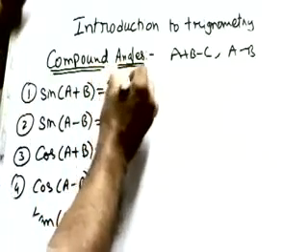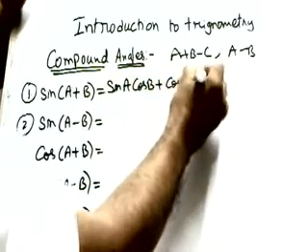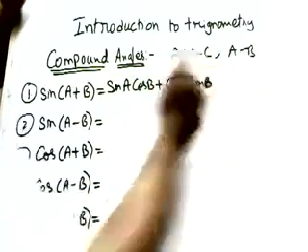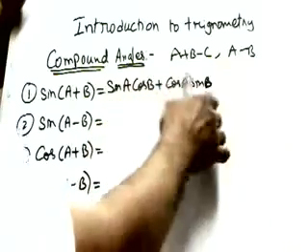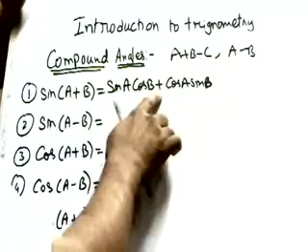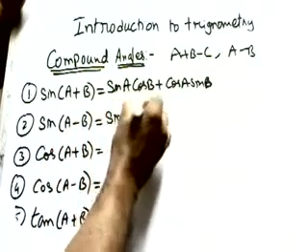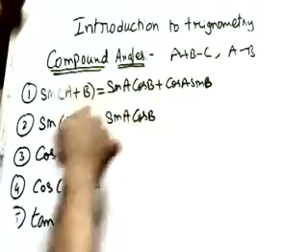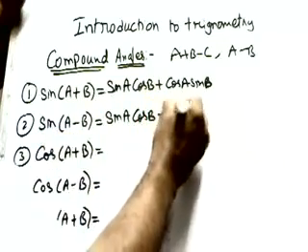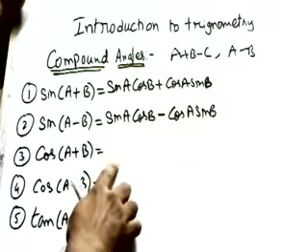Now we have to learn this formula by heart. Sin A plus B is sin A cos B plus cos A sin B. How to remember: sin cos cos sin, sin cos cos sin. If plus, we write plus; if minus, we write minus. So sin A cos B, for plus we use plus, for minus we use minus, cos A sin B.